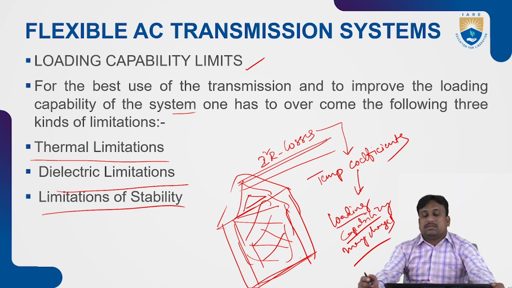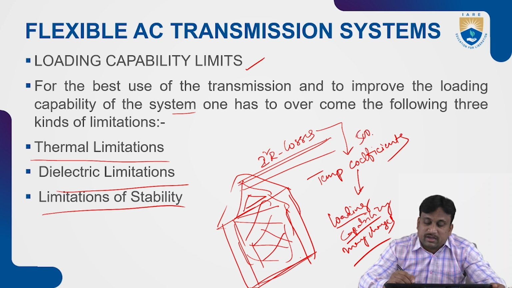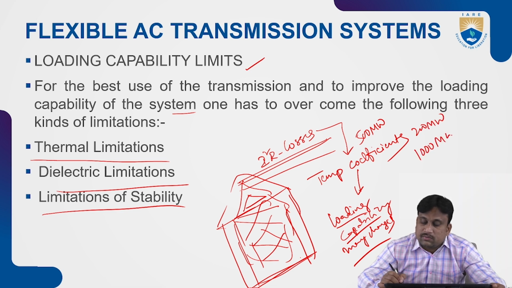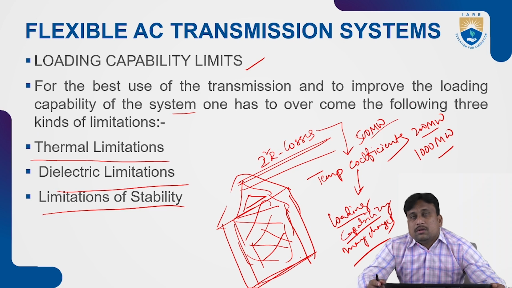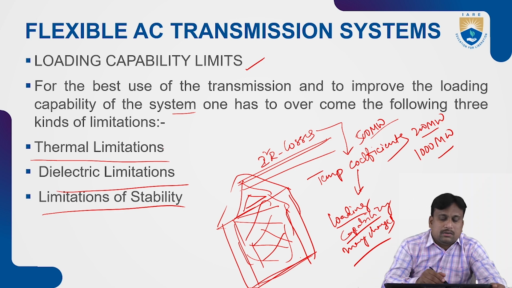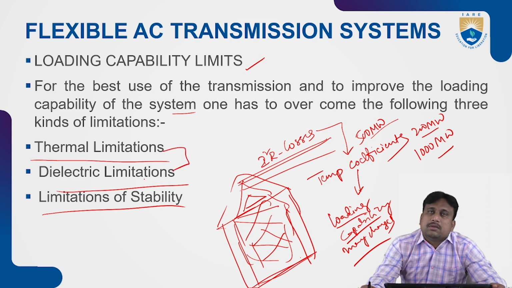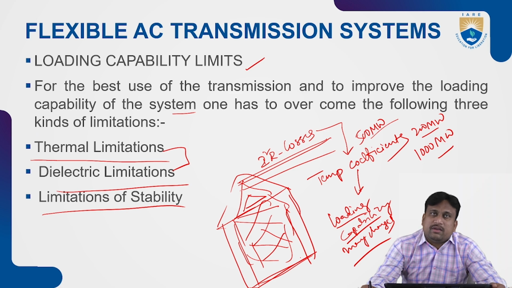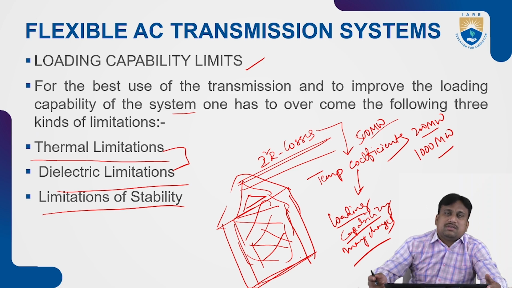So on which line it is carrying the power, it may be 500 megawatts or 200 megawatts or 1000 megawatts. So whatever it may be, the line coefficient should be carrying the power into the system. So thermal limitations are most important. As we need to treat the thermal limitations, it will mostly affect as a temperature coefficient that should be interlinked with the dielectric limitations. That means one parameter is coinciding with another parameter as one of the limitations of the stability.